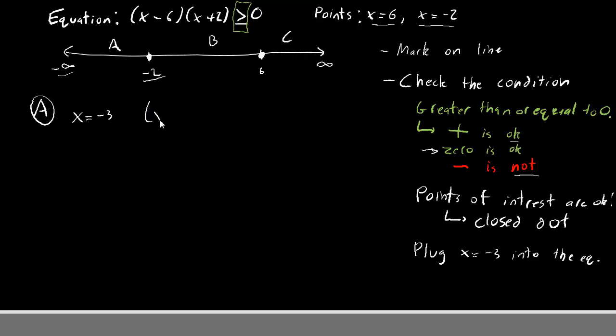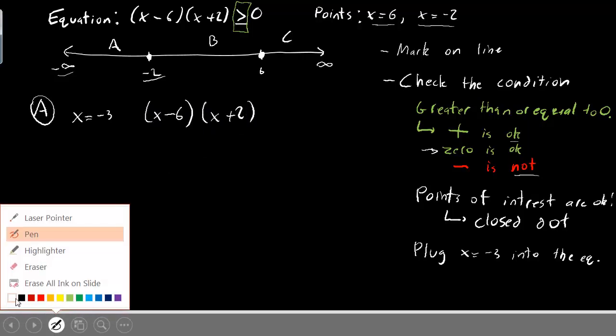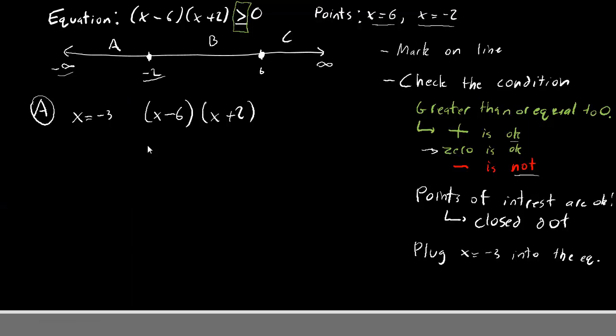So our equation says x minus 6, x plus 2, but we're going to substitute in negative 3 for x. So our equation becomes negative 3 minus 6, negative 3 plus 2. Now we could do all the algebra out right here, but it's more important to know the signs of each piece. If we look at the first piece, we have negative 3 minus 6. More important than knowing the number is just knowing that if you have a negative and a negative, it gives you a negative. Our second piece is negative 3 plus 2.